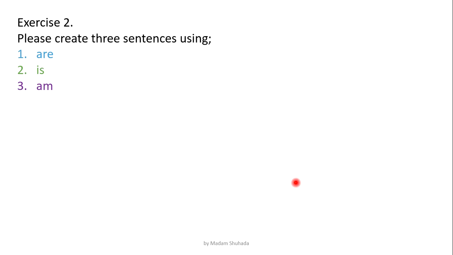Now exercise 2. Please create 3 sentences using are, is, am. You can pause the video and go to the comment section below and try to create 3 sentences using these. Sentence number 1, you use are. Sentence number 2, you use is. And sentence number 3, you use am.